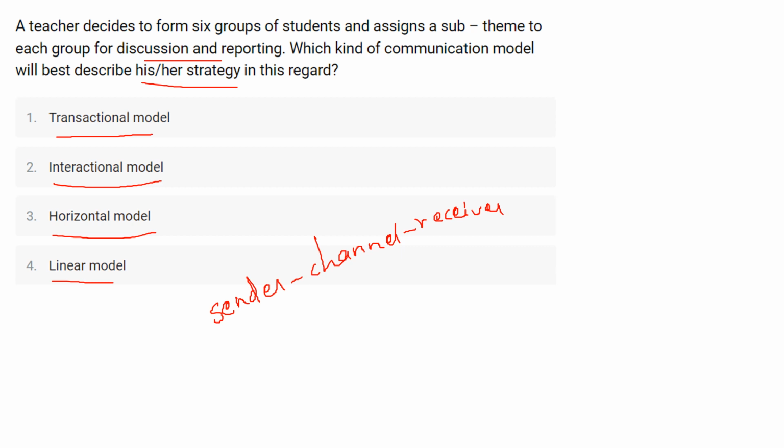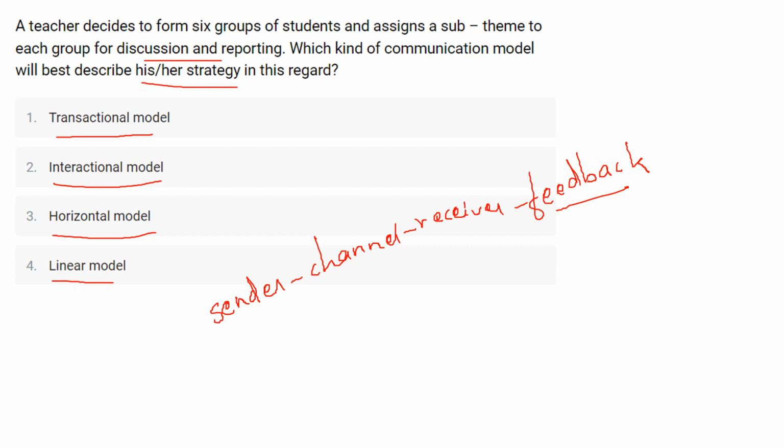Now here, what will the receiver do? The receiver will send back his feedback. How is he going to send the feedback? By using the channel. So here the transactional model is a model of communication where all the persons are engaged in sending and receiving the messages simultaneously. The sender and the receiver each take turns to send or receive the message.